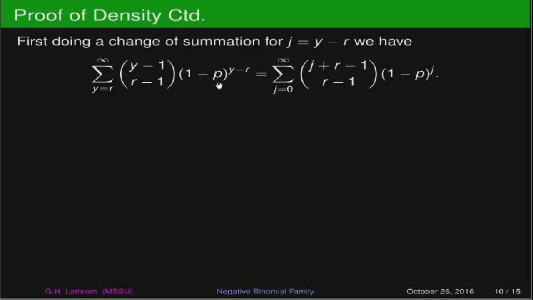So if we do a change of summation and we let j equal y minus r, then we can rewrite our summation to be from 0 up to infinity of j plus r minus 1 choose r minus 1, and then 1 minus p to the j. So now let's take a look at this honest to goodness binomial coefficient that we have here.